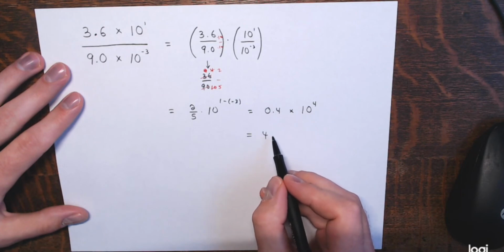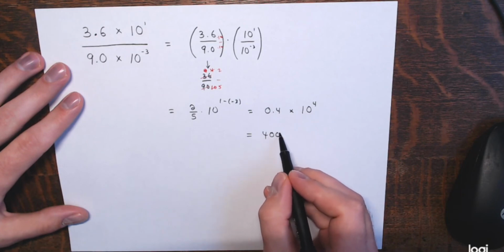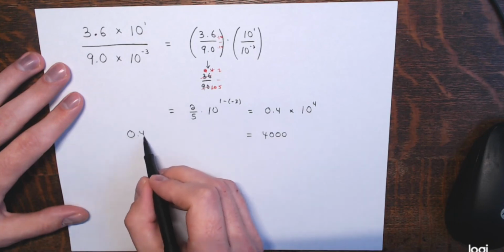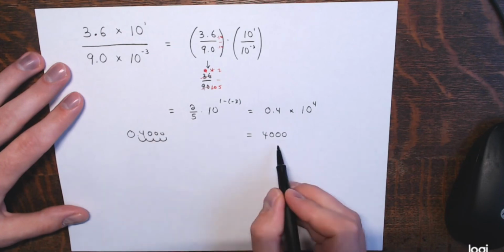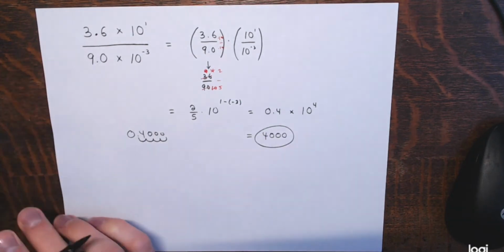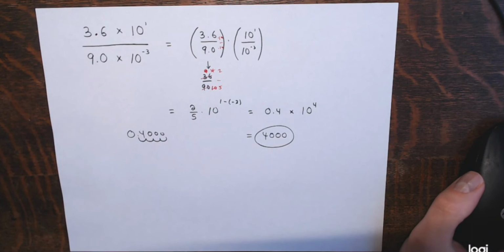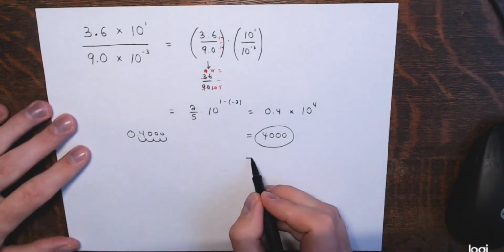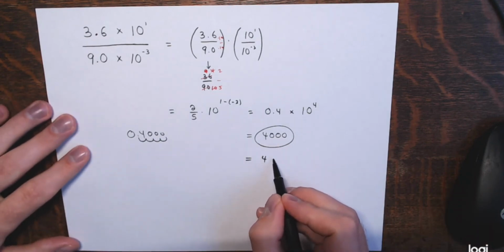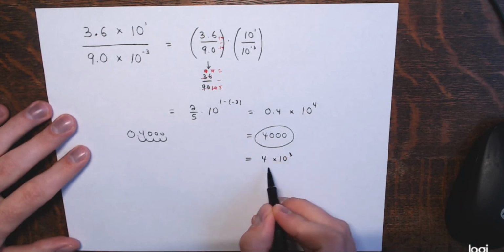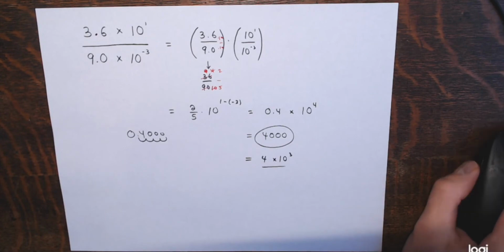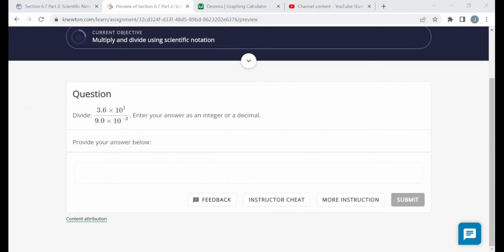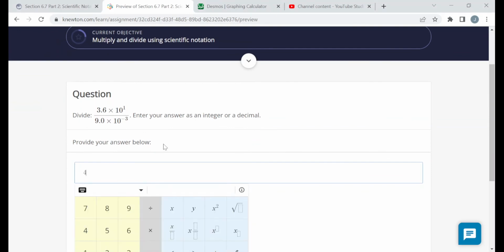So I'll have 400. Not 400, sorry, because if I take 0.4 and move it to the right 1, 2, 3, 4, that'll be 4,000. Right. So the final result here is 4,000. Now if they wanted this in scientific notation, that'd be 4 times 10 to the third. Scientific notation is a number from 1 to 10 times some power of 10, but you should be able to easily convert back and forth between those. So this is 4,000.